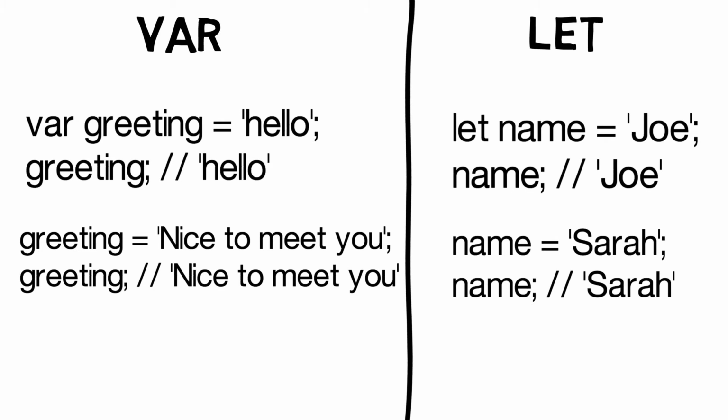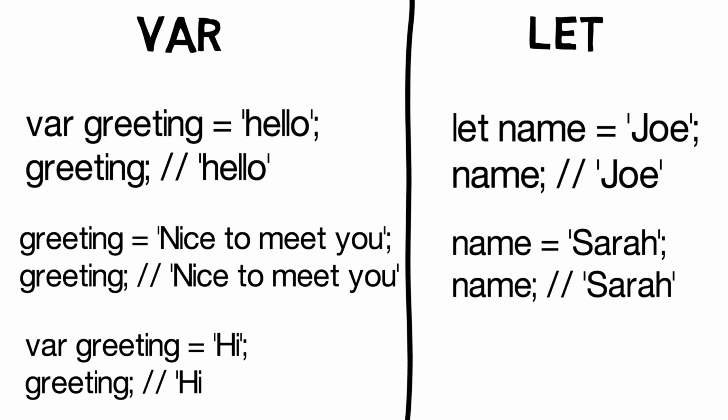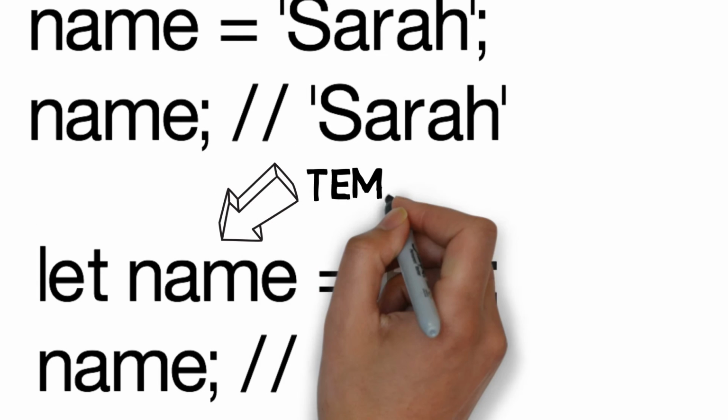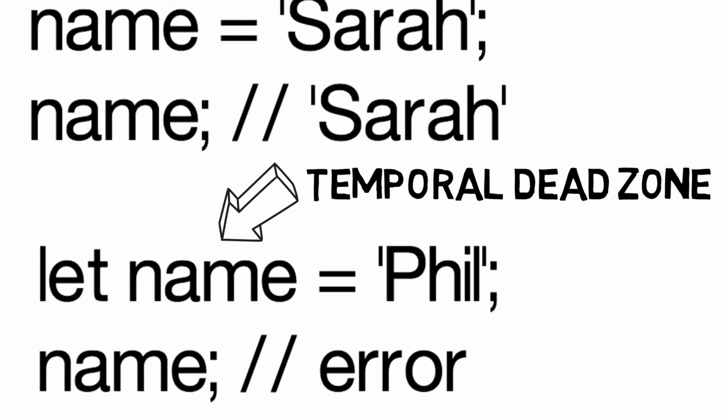Now, let's look at the first difference. With the var keyword, we can use the var keyword again with a variable that has already been declared, and it will not throw any kind of error. Even though we have used the var keyword again, we don't run into any kind of problem. However, if we were to use the let keyword again for greeting, we are going to return an error. This is something called the temporal dead zone. Redeclaring the same variable within the same function or block scope raises a syntax error.